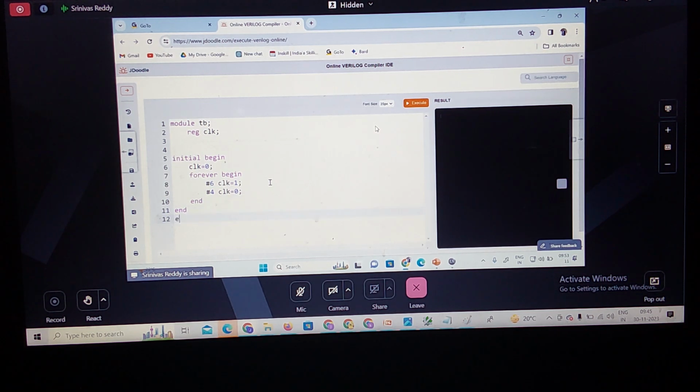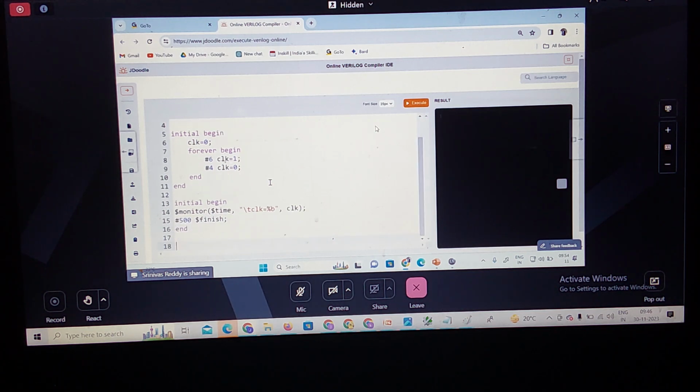Then what do I need to do? Then I need to monitor this. So let us go with what? Initial begin, dollar symbol monitor of what? Time, current simulation time, then tab space, clock is equal to what? Percentage B. What argument do I need to pass? Clock. Right. Then let me give the finish time 500 and dollar symbol finish. Then what do I need to do? End the module.